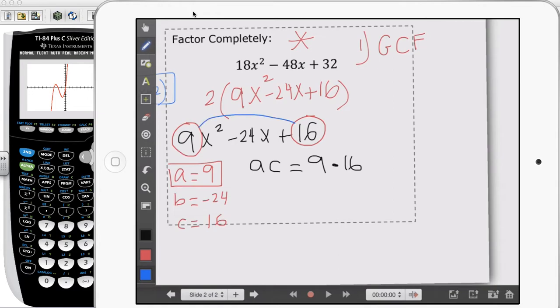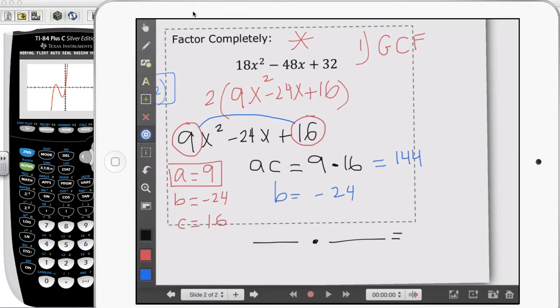So what's AC? 9 times 16? 144. So your AC is 144. And what's your B? Negative 24. So it's just like we did earlier. You have to find 2 numbers that multiply to give you, but this time not 16 like we did earlier. It was that number because A was 1. But since A is not 1, you have to multiply A by C.